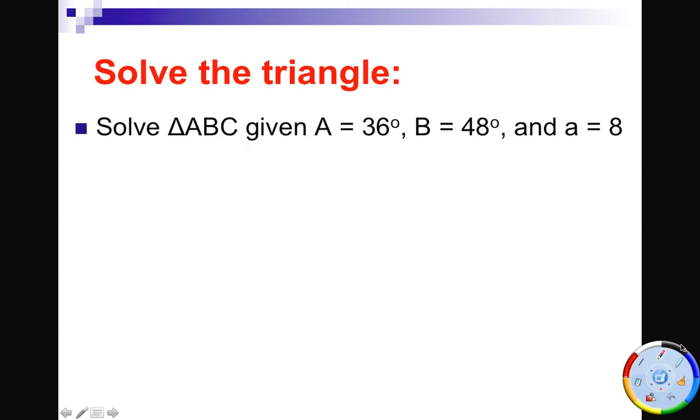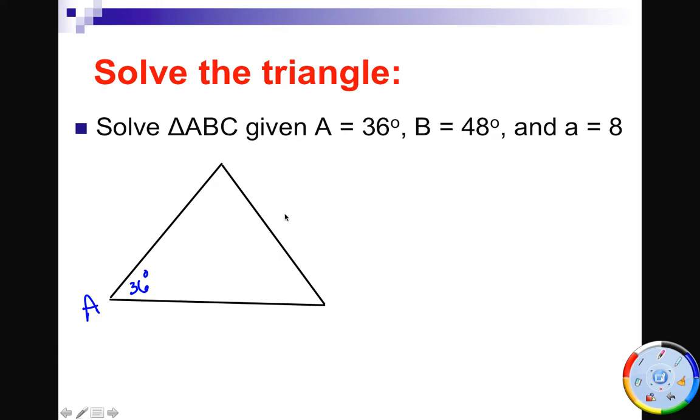a problem like this. So you're given a triangle. It's triangle ABC. I don't care how you draw it. Let's say A is 36 degrees because that's what it says. So here's angle A. That means little a is across from this. And it tells me B is 48 degrees. So now our goal is to figure out what is big C, what is little c, and what is little b?